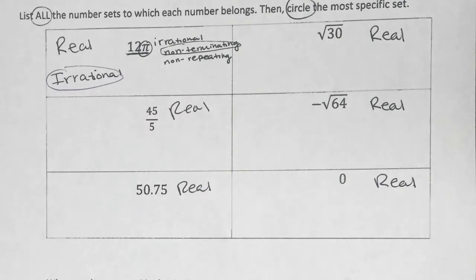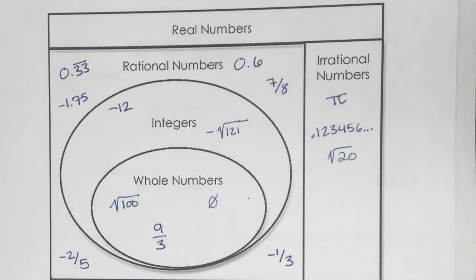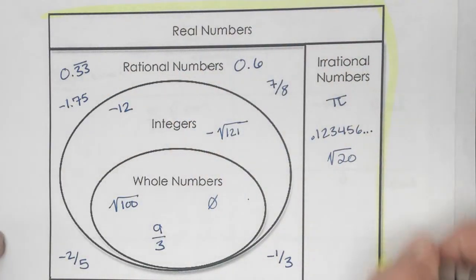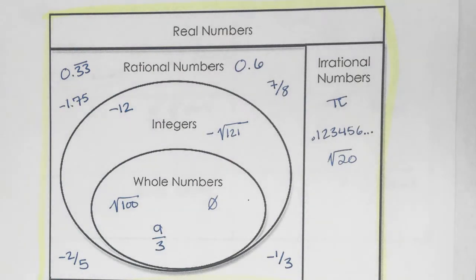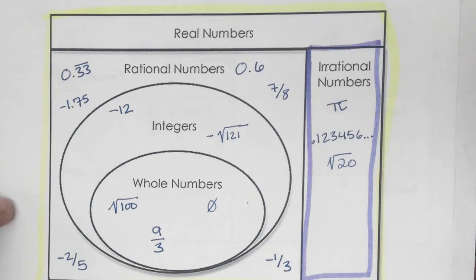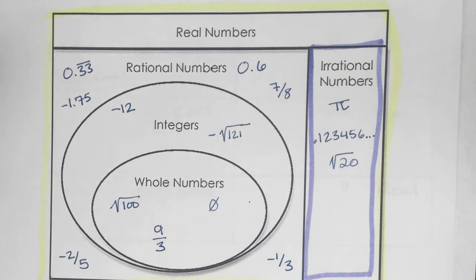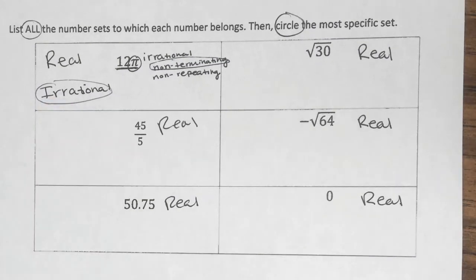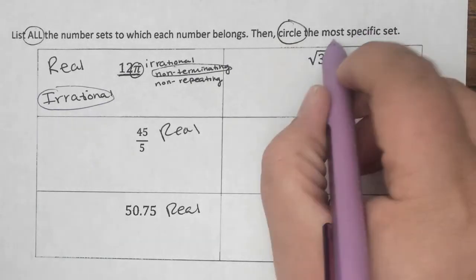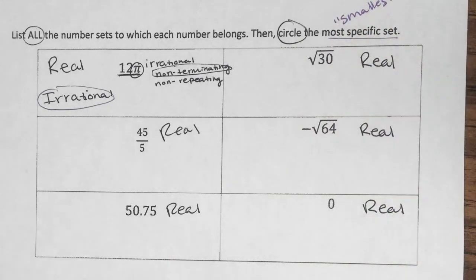Take a look at the front page of your notes. We have that picture from yesterday. I'm going to outline the real number box really quick. This whole box is real numbers. And then this box is irrational numbers. Notice that the irrational number box is smaller than the real number box. That's not a coincidence. The more specific you are, the more restraints you have on something, the smaller whatever you're talking about has to be. So the smaller picture is always going to be the most specific set. By most specific, we mean the smallest set from our picture.